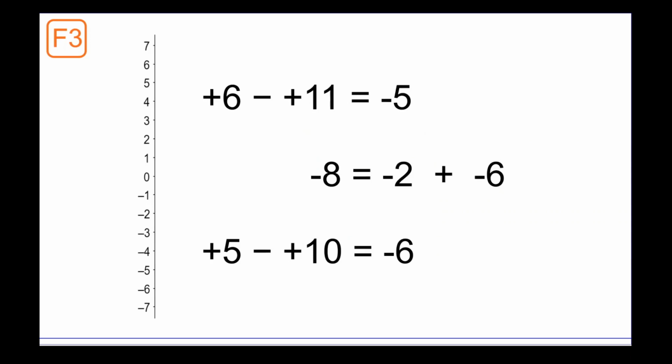So here are some number sentences. I want you to look at them carefully and figure out in each one, what are the numbers, are they positive or negative, and what's the operation in between them. Well, in the first one, we've got positive 6 and positive 11, and the operation is to subtract. In the second one, we've got negative 2 and negative 6, and the operation is to add. And in the third one, we've got positive 5 and positive 10, and the operation is to subtract.